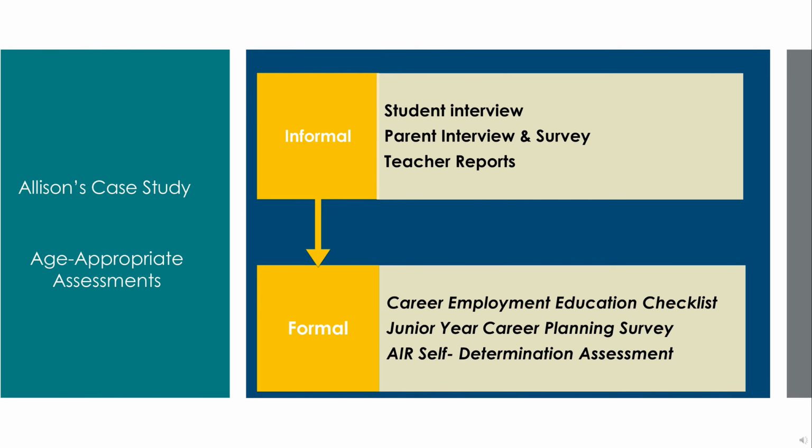After high school, Allison is planning to go to a four-year university, not a community college, which she also indicated on the school's junior year survey. Her parent survey and interview also supported this educational path of a four-year university and not a community college.